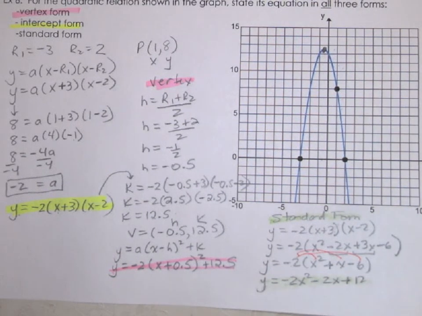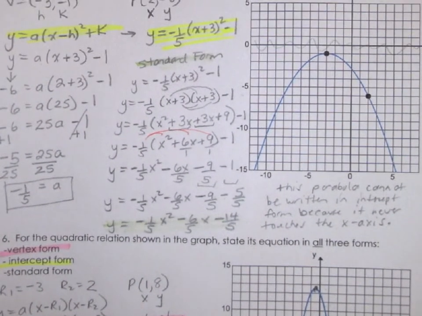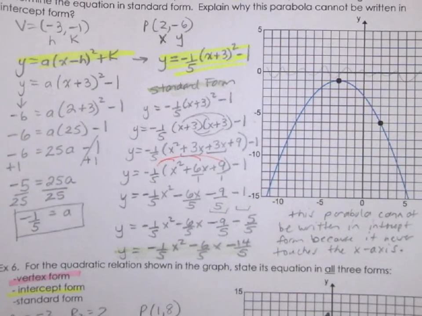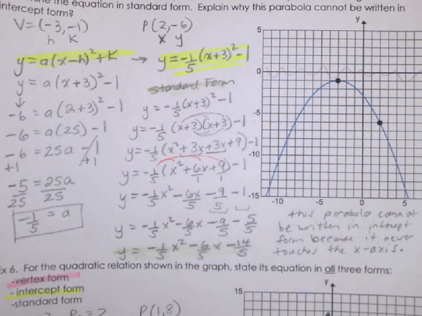Okay, so we've gone through a lot of examples of how to name a parabola in three ways. We did point out in the last example that not all parabolas have all three forms. Some don't have an intercept form, so keep that in mind and try the practice.